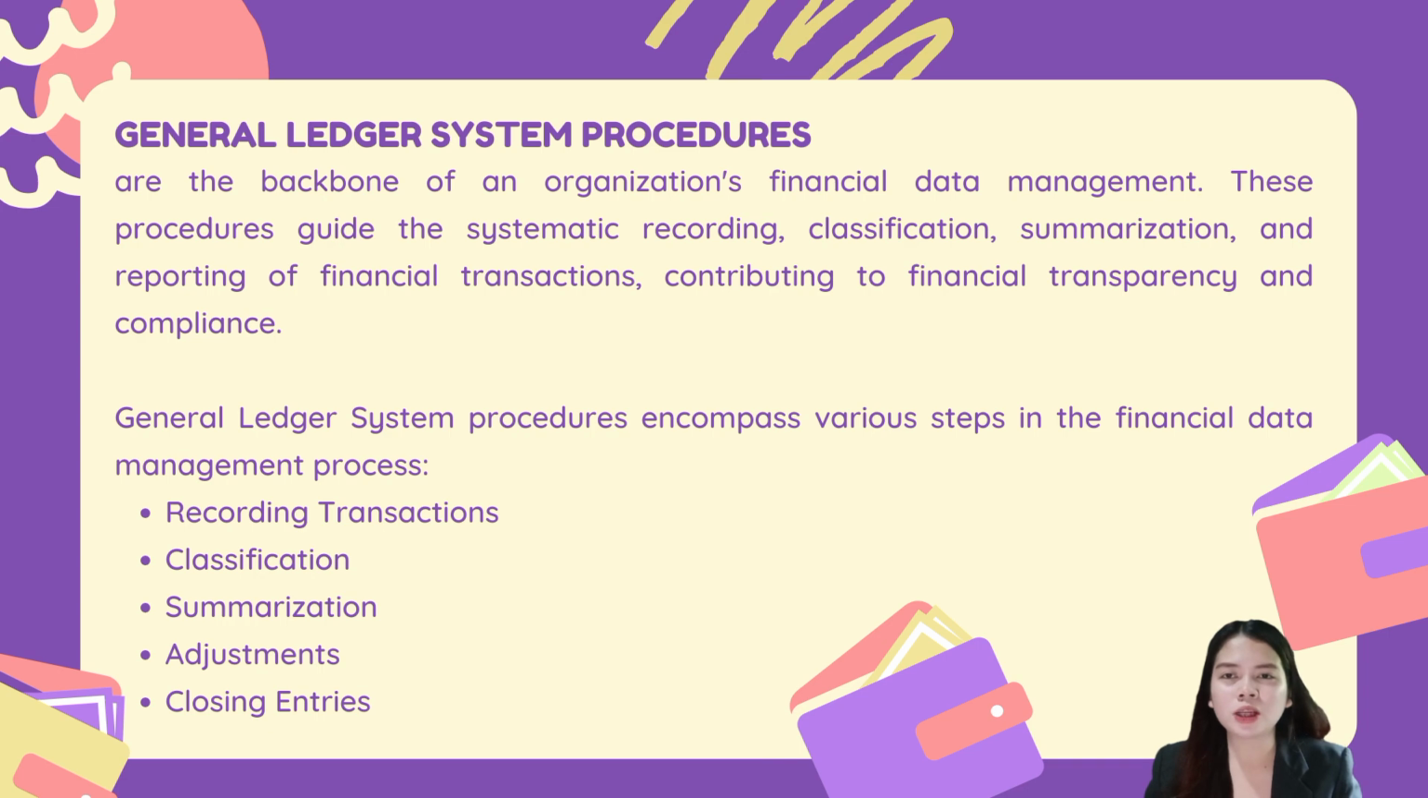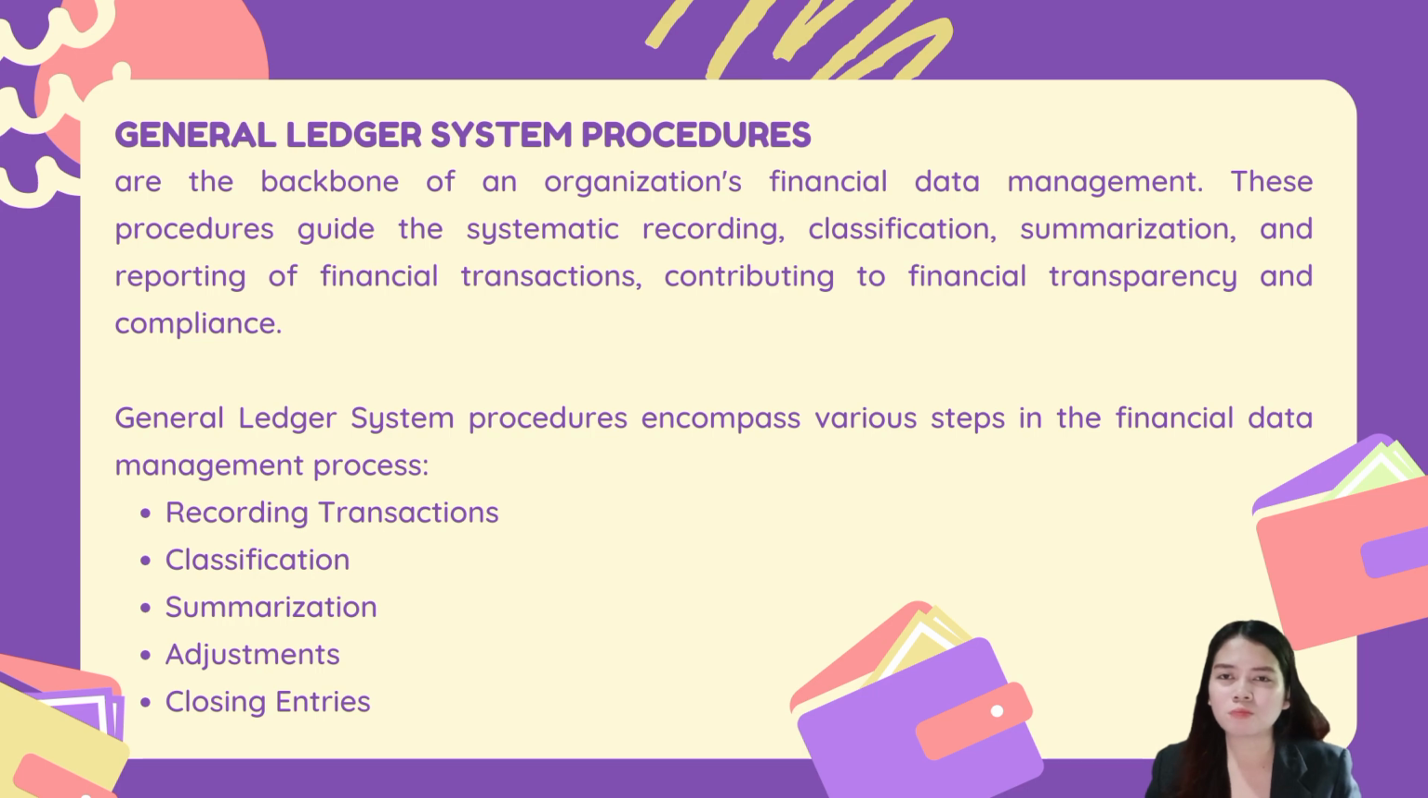General ledger system procedures encompass various steps in the financial data management system. First one is recording transactions. Transactions are entered into the system through journal entries, capturing date, account codes, amount, and descriptions. Next one is the classification. Transactions are categorized into appropriate accounts within the chart of accounts. Third one is summarization. Transactions are summarized periodically to generate trial balances, financial statements, and management reports.